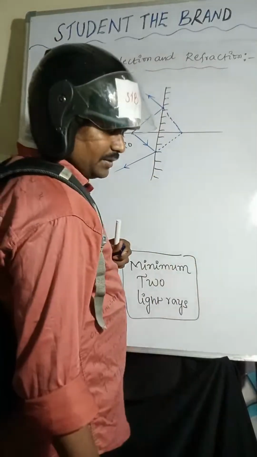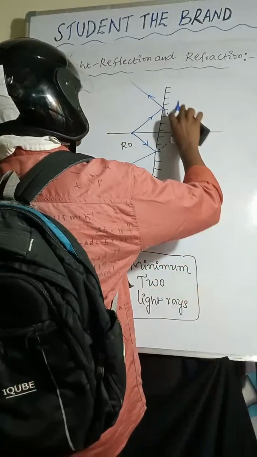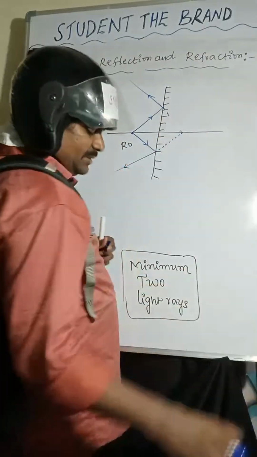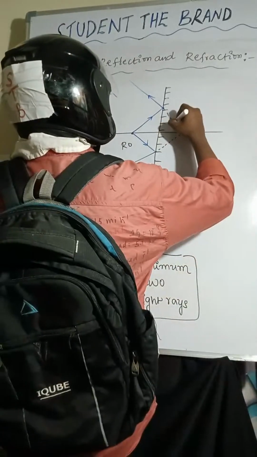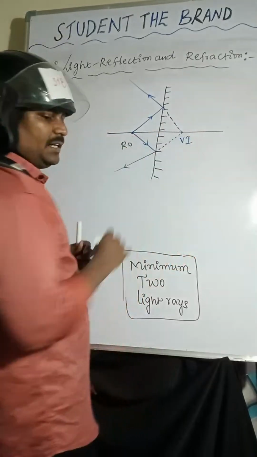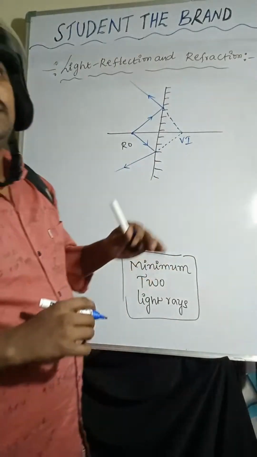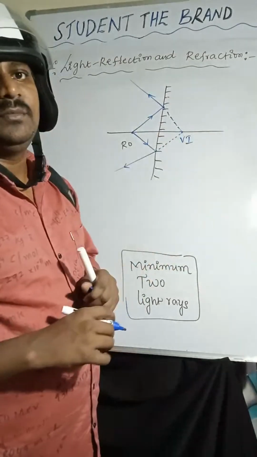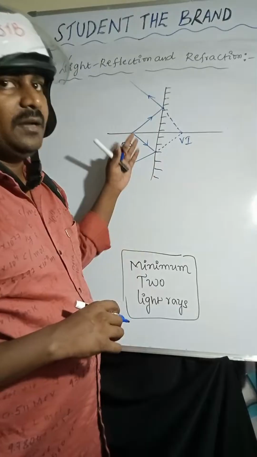Okay, so now here what type of image will form? Virtual, erect. A virtual image will form. Real object and virtual image. I hope it is very clear.